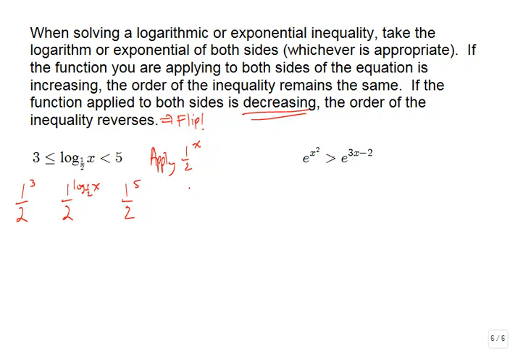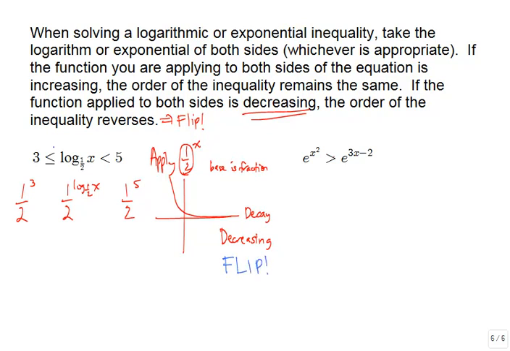Now think about the graph of 1/2 to the x for a moment. 1/2 raised to the x, is that exponential growth or exponential decay? Because the base is a fraction, that makes it a decay graph. It's going to start high and end low. So this is a decaying function, which means it is decreasing. And because it's decreasing, that's sort of equivalent to multiplying or dividing by a negative when you're talking about inequalities. Whenever you apply a decreasing function to an inequality, you have to flip those inequalities. So this less than or equal to is going to become a greater than or equal to, and this less than is going to become a greater than.